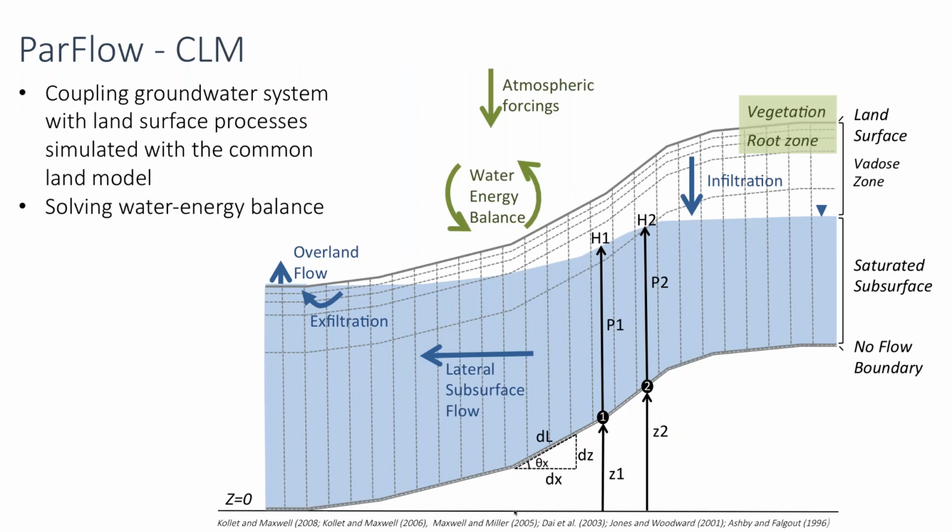I'm going to be talking about ParFlow coupled to CLM. So ParFlow solves the groundwater surface water system, but it's also coupled to a land surface model. When we couple to CLM, then we have root zone and vegetative processes added, and this allows us to solve the full water and energy balance at the land surface. So we're still inputting atmospheric forcings. It's not an atmospheric model, but we are simulating energy in this case too.